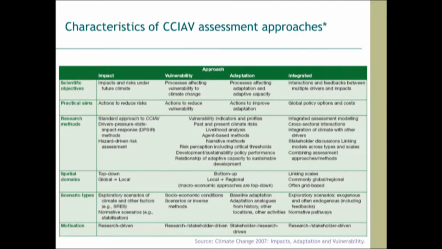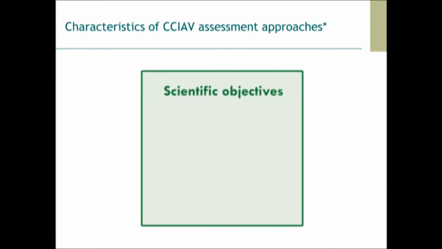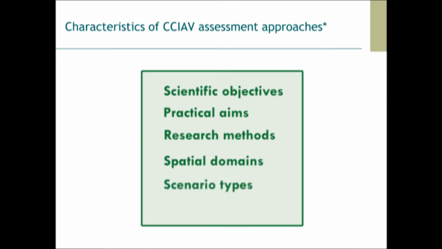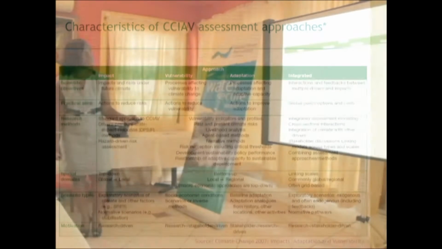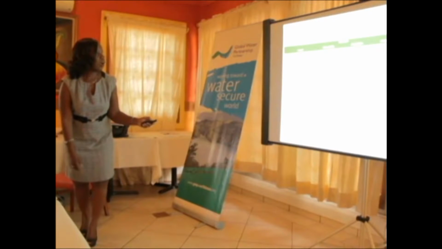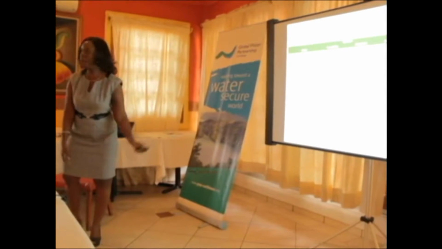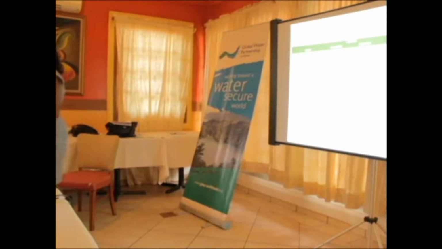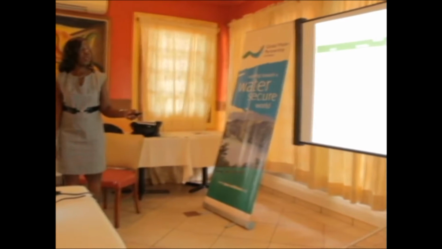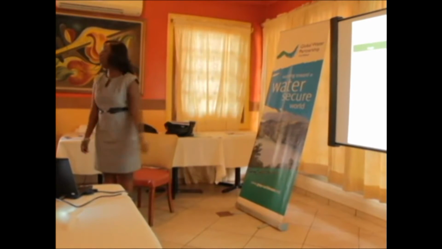Trying to identify the characteristics of these 5 approaches, they have used some basic thematic areas: the scientific objectives, and you can follow in your books, please, the practical aims, the research methods, the spatial domains, scenario types, and motivation. And if we just look at the impact, because we said that one is first generation. Scientific objectives, the impacts and the risks of future climate change.